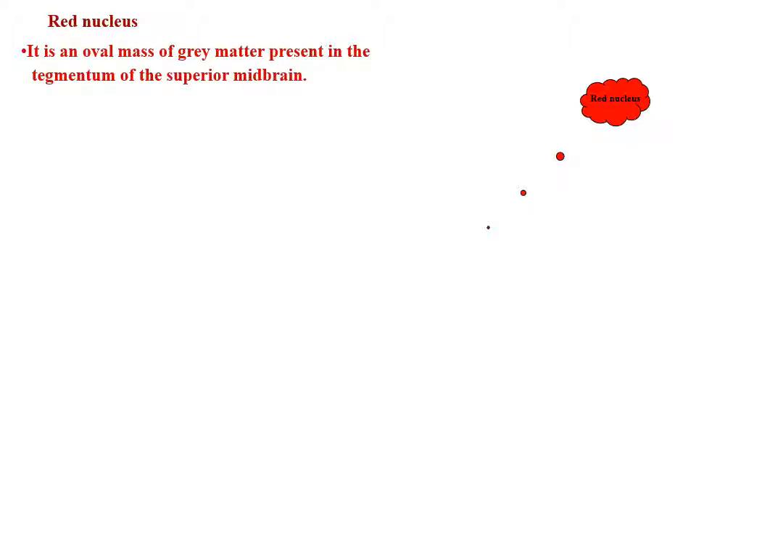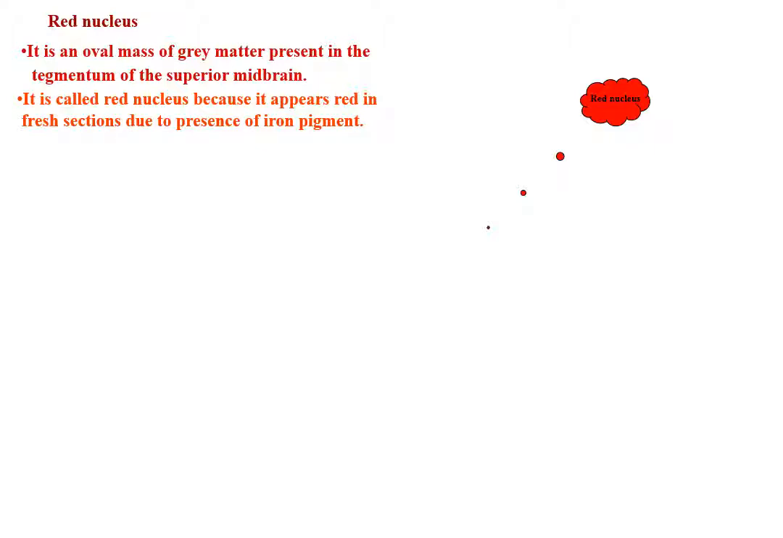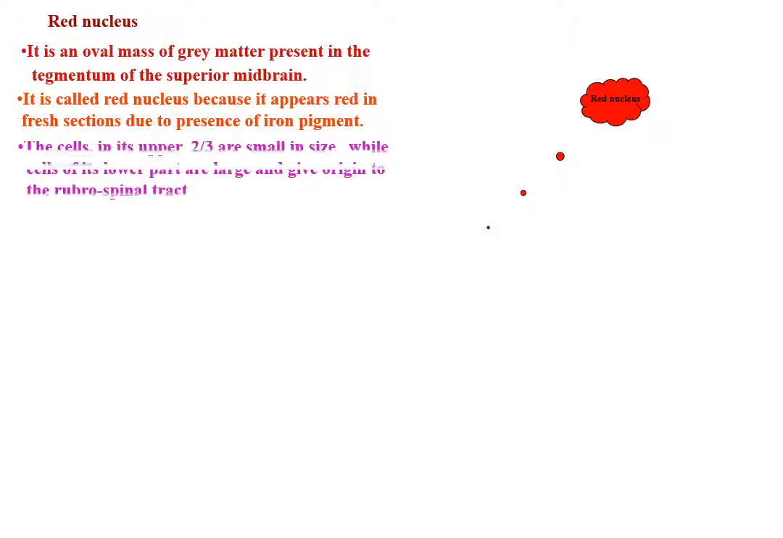Red nucleus is an oval mass of gray matter present in the tegmentum of the superior midbrain. It is called red nucleus because it appears red in fresh sections due to the presence of iron pigment. The cells in its upper two-thirds are small in size, while the cells in its lower part are large and give origin to the rubrospinal tract.